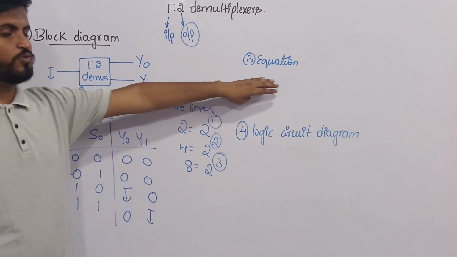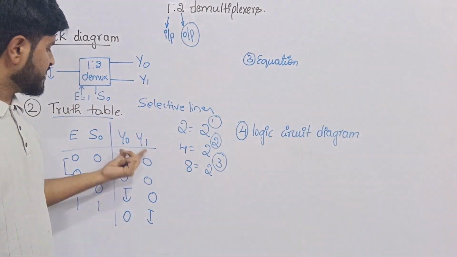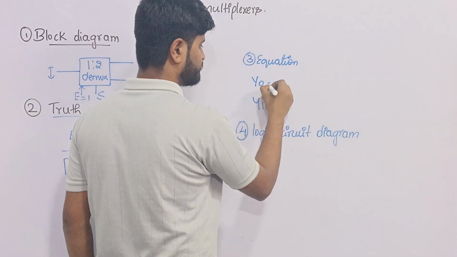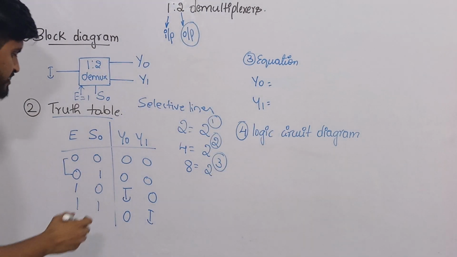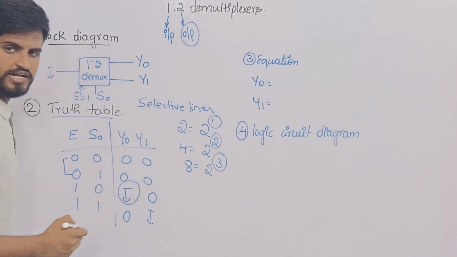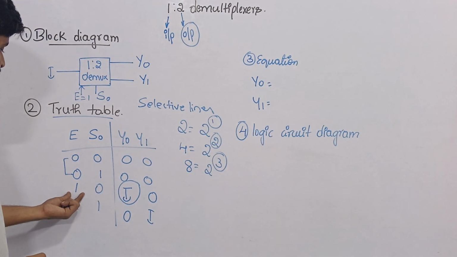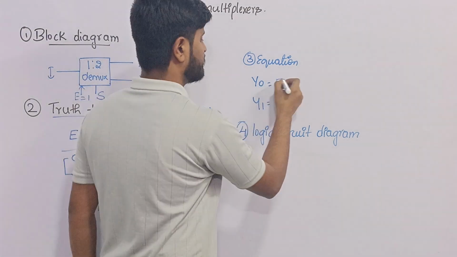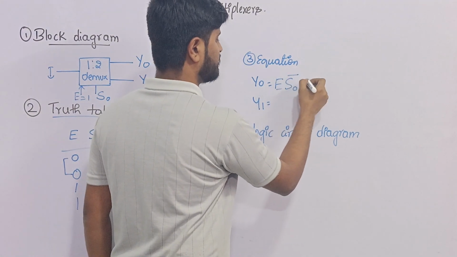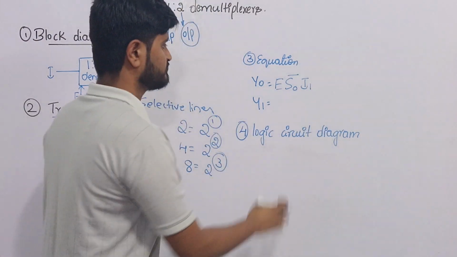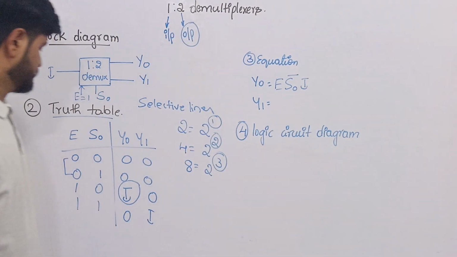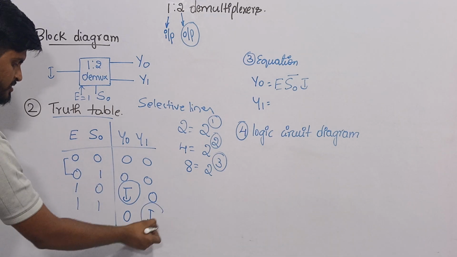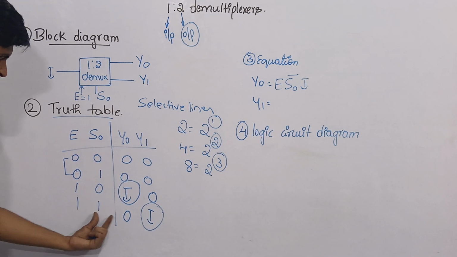Now let's write the equation for the outputs. Here I have two outputs, Y0 and Y1. For Y0, if you see, I is there. What are the values? E value is 1, S0 value is 0 and I1. So E, S0 bar and I. Next, for Y1, E, S0 and I.